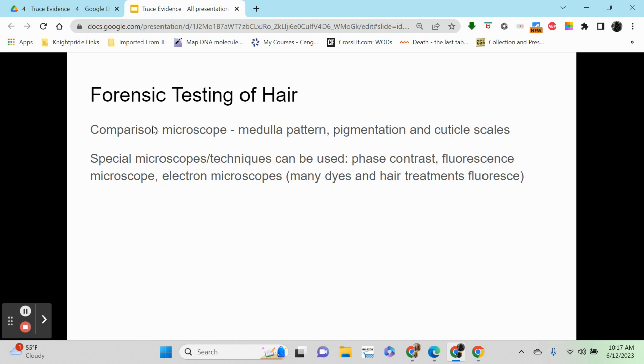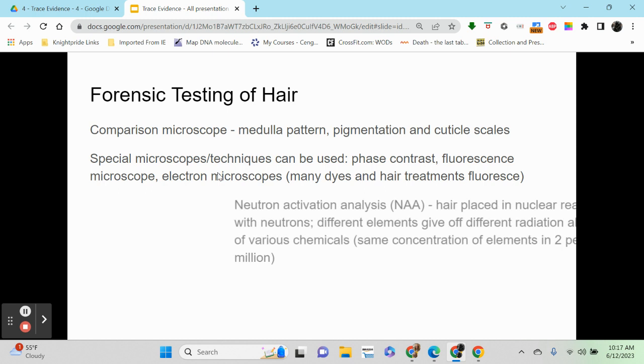And with all of these, right, this is non-destructive. Comparison microscopes, non-destructive. Phase contrast, fluorescence microscopy, and even electron microscopy. None of those are destructive. So the hairs themselves can be reused for other tests as well. So that ends up being obviously very, very useful.